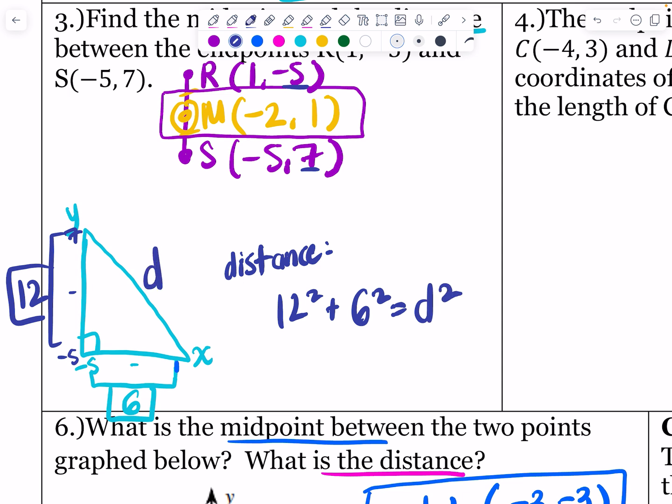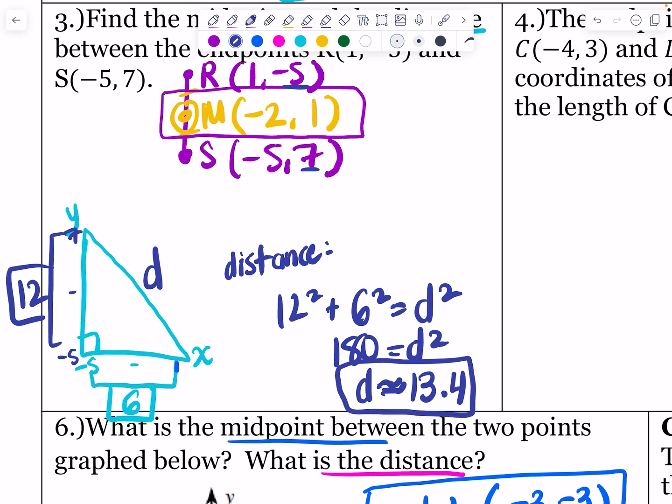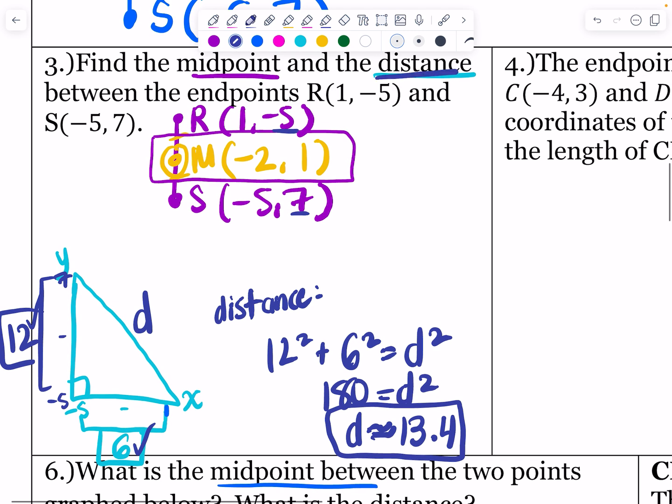It's going to be d. 12 squared plus 6 squared gives me 180 equals d squared, and I'm going to take the square root of that. So my distance of this segment is going to be a single positive number. It's about 13.4 if I rounded to my nearest tenth. That makes sense because it's a single positive number. It's more than 12 and it's more than 6. Okay, so there's my midpoint, there's my distance.